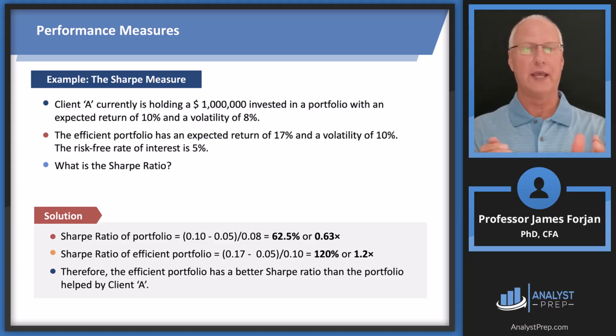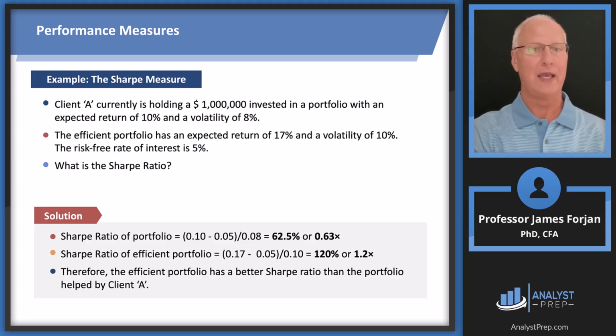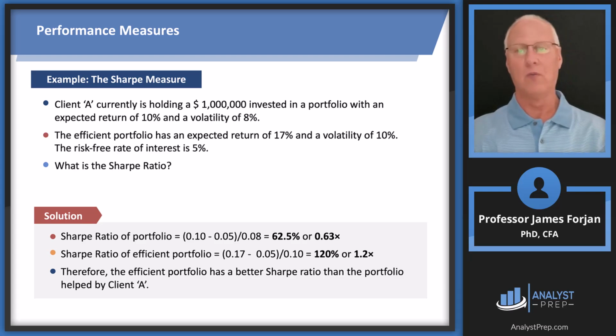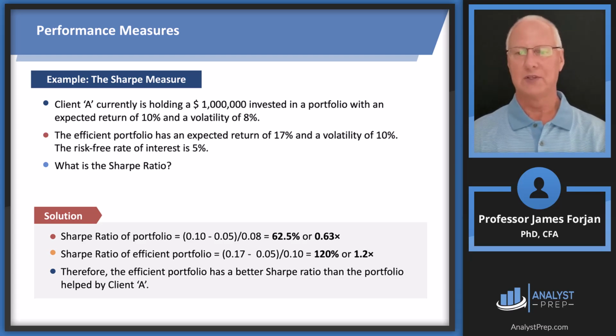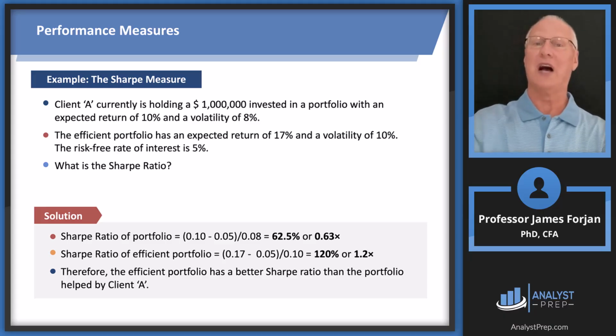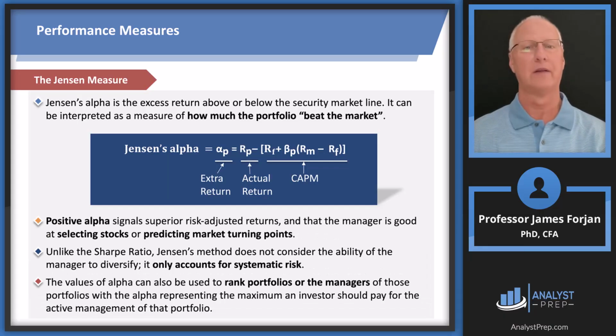So there we go. We've got to take the difference in the numerator, right? 10 minus 5 and 17 minus 5. But we're going to divide now. One we're going to divide by 8 for the investor. One we're going to divide by 10 for the efficient portfolio. And so we get 0.63 or 1.2. So the efficient portfolio has the higher Sharpe ratio, therefore it has outperformed the investor A.